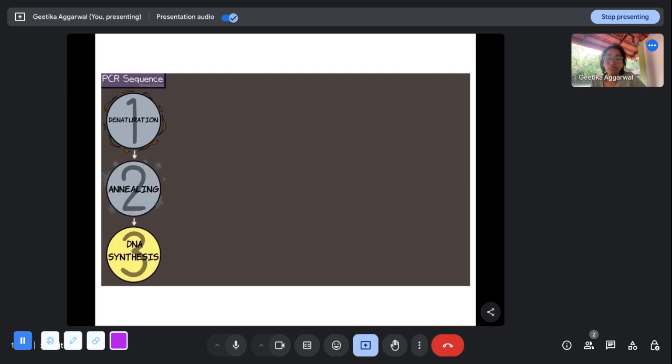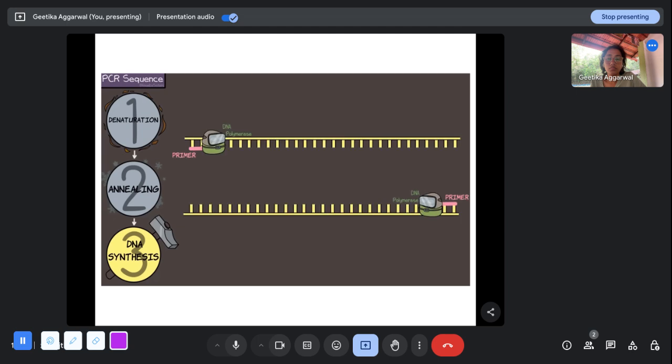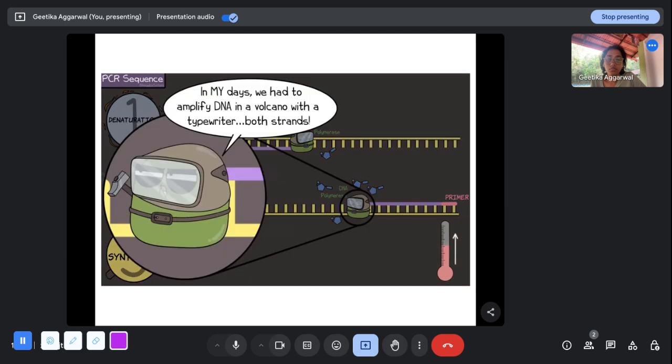Step 3, DNA synthesis. Remember, synthesis means to make something. With DNA synthesis, we're going to make more copies of DNA. And to do so, DNA polymerase will begin to work on both of these strands, and it will use the DNA nucleotides as its building material to amplify the DNA. We should note that the temperature at this step may be a little warmer than the previous step. It needs to be a temperature that is ideal for the specific DNA polymerase used.